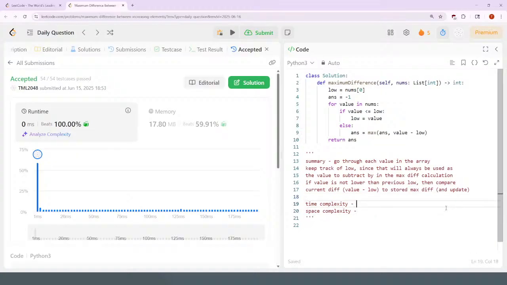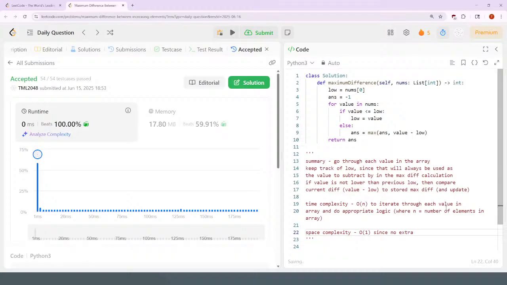Time complexity, this is O of n to iterate through each value in the array and do the appropriate logic, where n equals the number of elements in the array. And space complexity, this is going to be O of 1 since no extra data structure is needed.